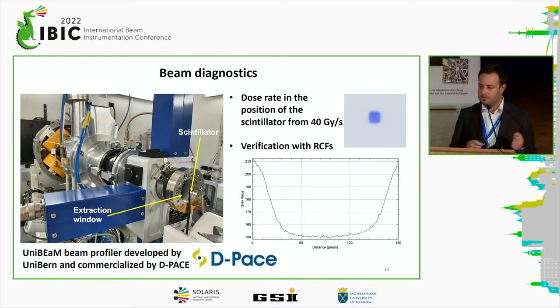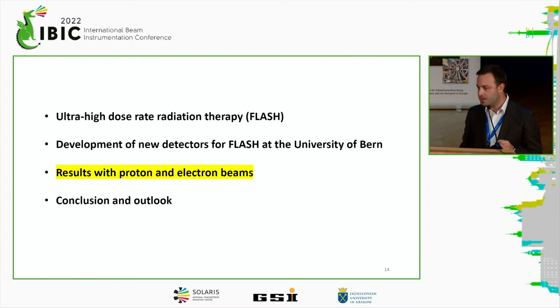And then as far as the beam diagnostics, we also have this system, which is also based on a scintillating optical fiber. So it's not a small scintillator like the one that we are testing, but a scintillating fiber. Basically there are two fibers. One moves horizontally, the other one vertically. And by those, we can measure the beam profiles. This system is commercialized by DPACE, which is a Canadian company, and was developed by our group at the University of Bern. Then let's go to the results, with proton first and then with electron beams.